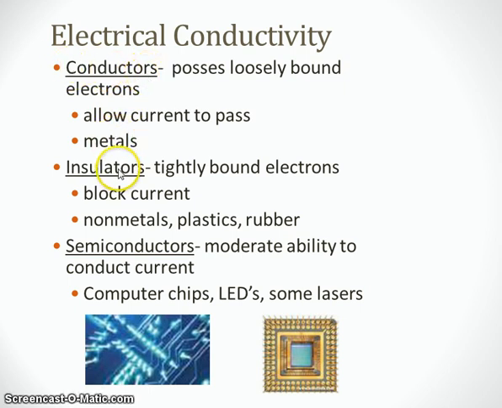Insulators, on the other hand, are the opposite. They hold onto their electrons very tightly, and a lot of materials that you would think of as non-metals, like plastic and rubber and glass and wood, are not good conductors, so we call them insulators. A third class is called semiconductors. They have a sort of in-between ability to conduct electricity, and those are used in circuits, computer chips, LEDs, even some lasers.